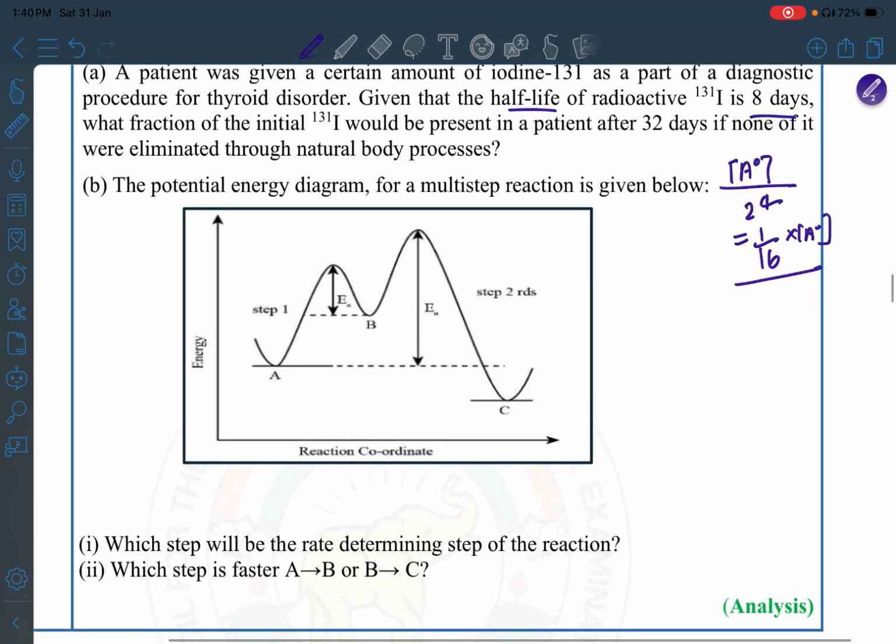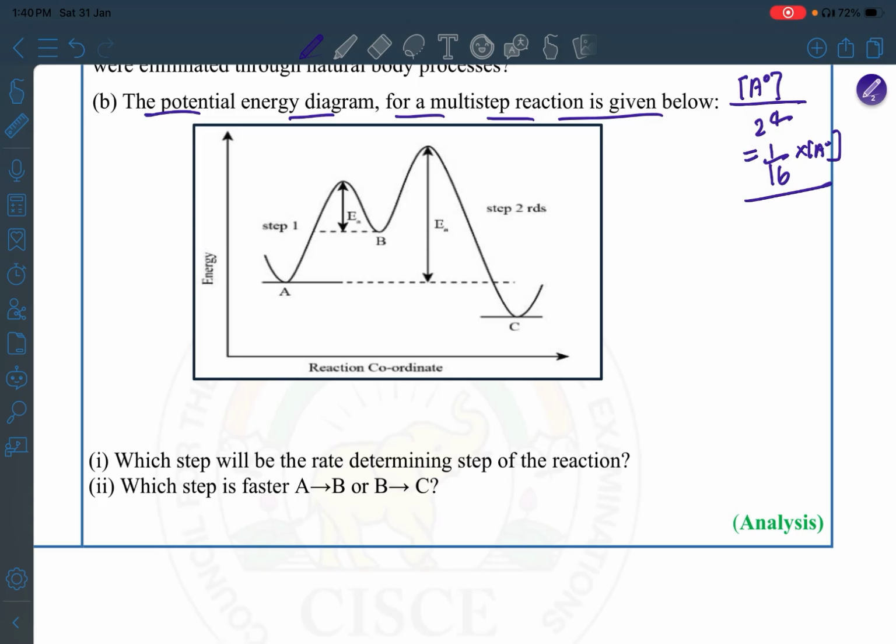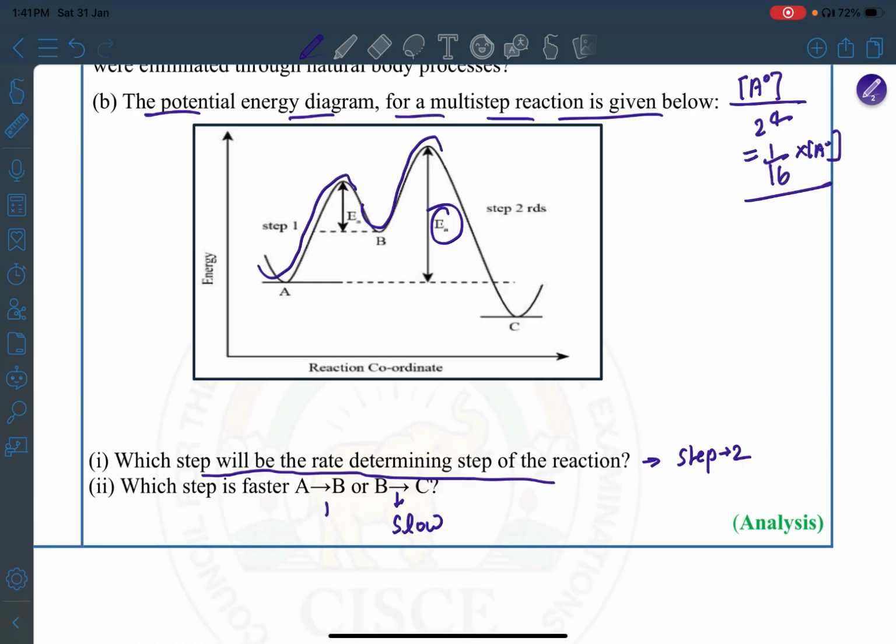The second question is: the potential energy diagram for a multi-step reaction is given below. And we have to find which step will be the rate determining step. The slowest step is the rate determining step. So this is step first, and this is step second. As we know, step second has the maximum activation energy, so it is the rate determining step. Because the rate determining step is the slow step, this step is slow and this step is fast.